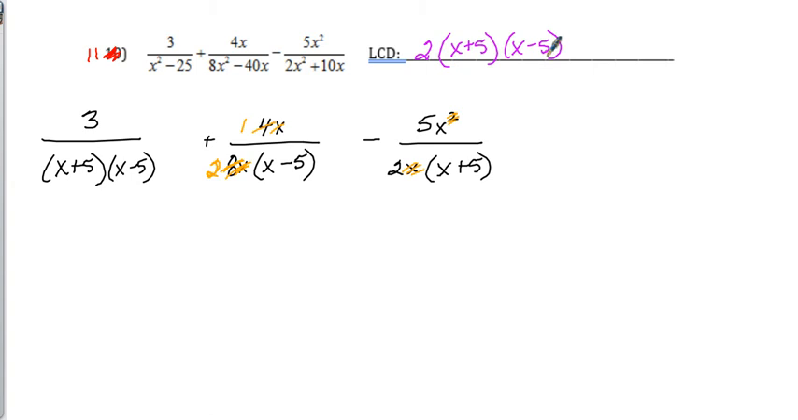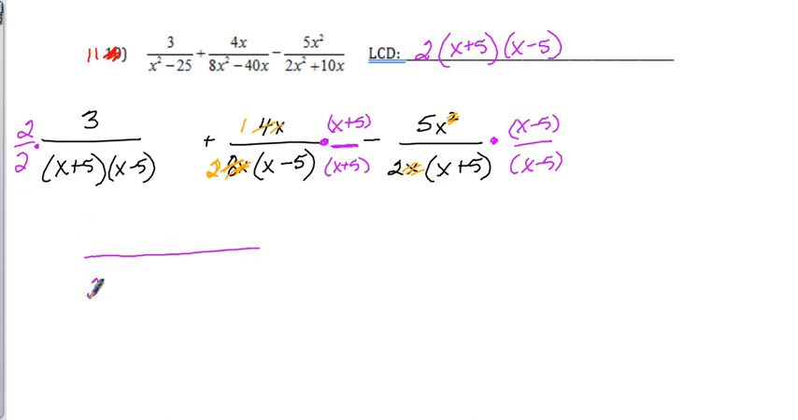Now I need to figure out who is missing what. This one clearly is only missing a 2 over 2. So that's pretty straightforward. This one has a 2 and an x minus 5. It's only missing an x plus 5. This one has a 2 and has an x plus 5 and is only missing an x minus 5. So once we conduct these operations up top, we will have what we need. We'll go ahead and drag our lowest common denominator along for the ride and figure out what these numerators mean.